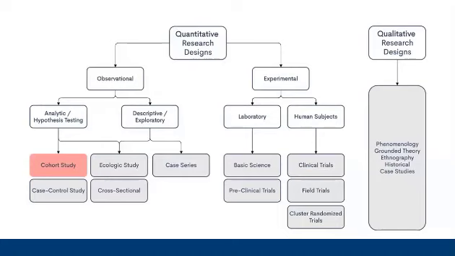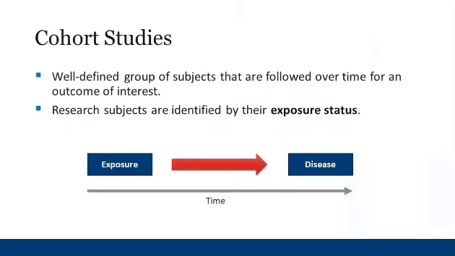The first one we're going to talk about is going to be the cohort study. The definition of a cohort is a well-defined group of subjects that are followed over time for an outcome of interest. The key here being followed over time. With a cohort study, research subjects are first identified by their exposure status and then followed for disease.